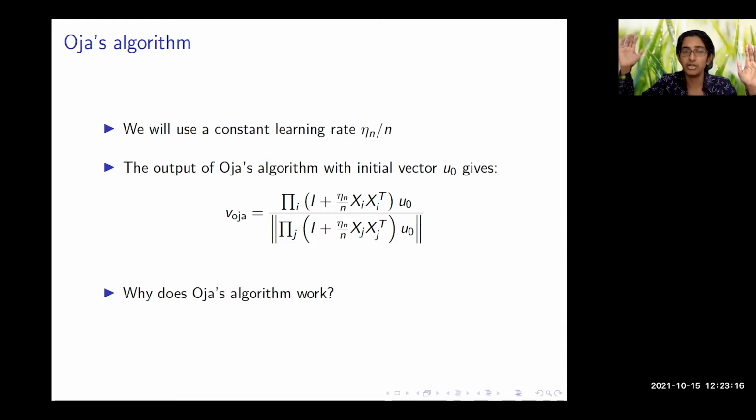Okay, so you have looking at identity plus eta over n, and this is because the eta is a constant, outer product of xi transpose, and the product of that entire series of random variables, d-dimensional random variables you got, multiplied by u0 divided by the norm. This is not hard to see, just write it out and it just pops out to be like this. One of the questions is, why will something like this work?